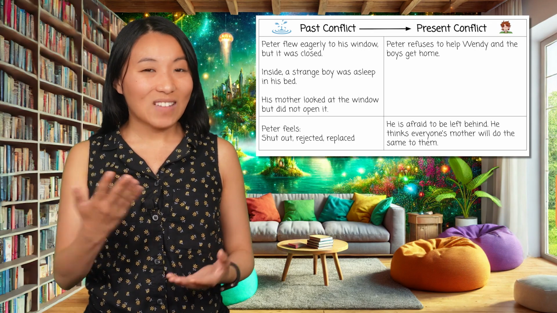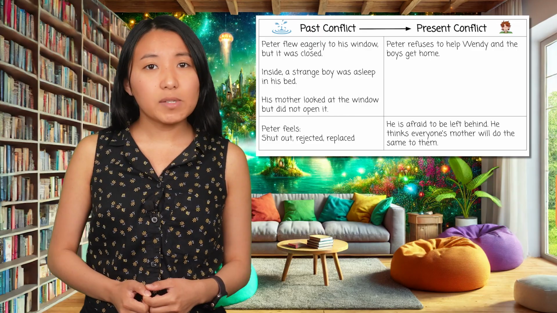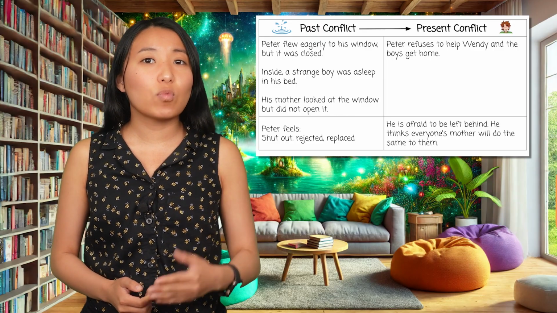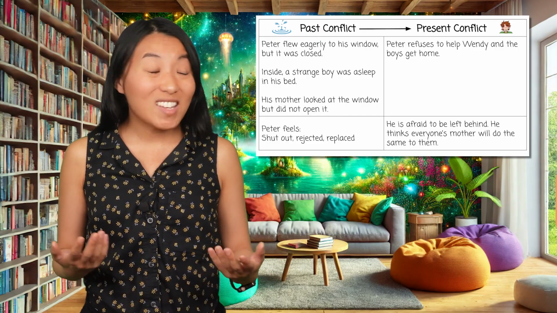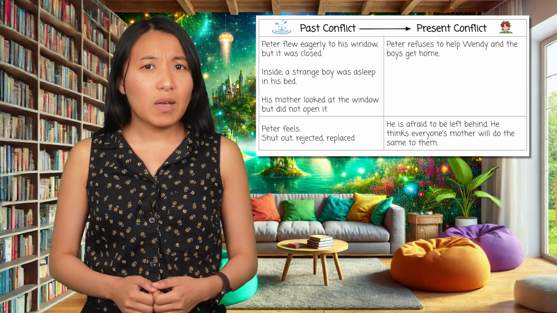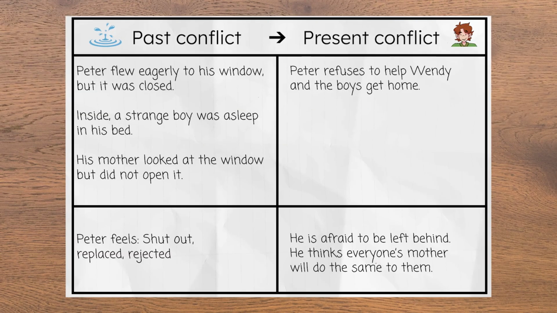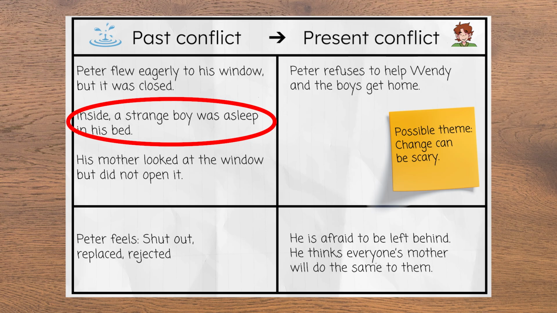How'd it go? Here's what I was thinking about. When Peter remembers the closed window, it helps us understand why he doesn't want to let Wendy and the others leave. He's scared of being left behind again. Maybe one theme here is about change. I'm thinking a big idea here is that change can be scary, like when Peter sees that someone else took his place at home, or like now, when not only Wendy, but even the Lost Boys want to leave Neverland. Does that sound like what you thought?